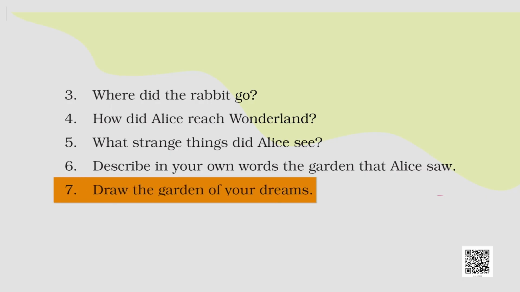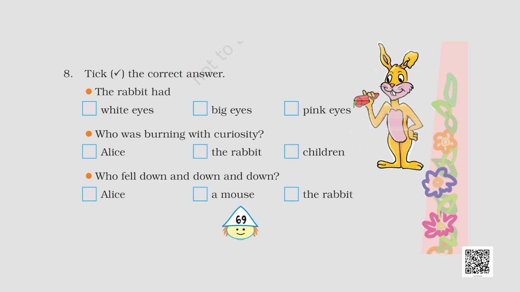Question number 7. Draw the garden of your dreams. Sometimes, do you dream of a beautiful garden, almost like the one that Alice saw? Think of it and draw a lovely picture of that garden on the Sunday afternoon when you're free. Excellent. Let us move on to question number 8, the next activity.